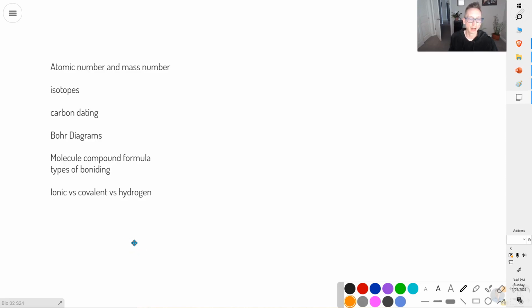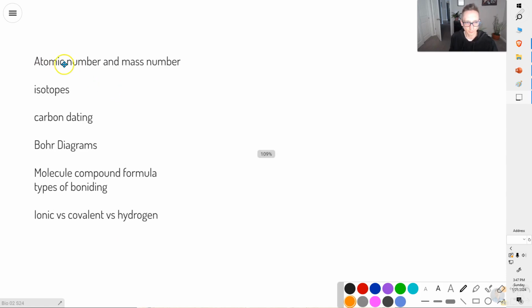Welcome back. We're still talking about chemistry. We're going to be getting into bonding and how elements, atoms bond together. This is a little outline for this lecture. We're going to go over some simple stuff like the atomic number and mass. We already touched on that. Get into isotopes, talk about carbon dating a little bit.